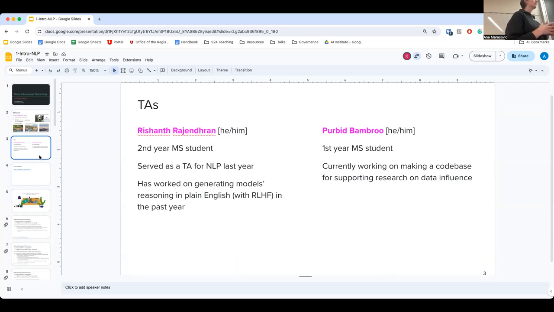I should warn you that NLP was taught by another instructor last year and that I started to design this course from scratch. So things are going to be different if you have any expectations of the course you have seen maybe previously. And Rishan has worked on generating models, reasoning in plain English with a technique you might have heard of because it's very hot these days, reinforcement learning from human feedback. And Purbit is a first year master's student, and he's currently working on making a code base that supports research on finding which data has been influential for model predictions.